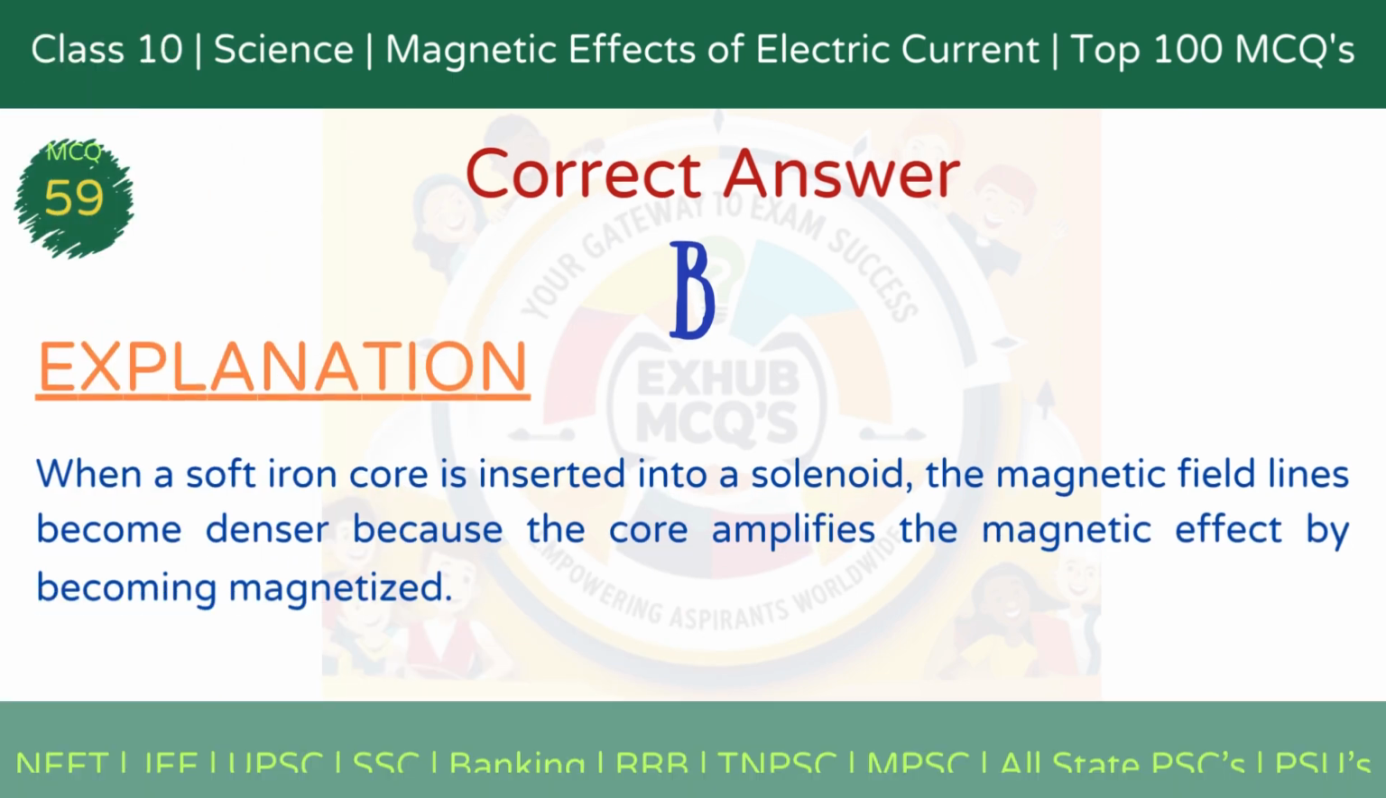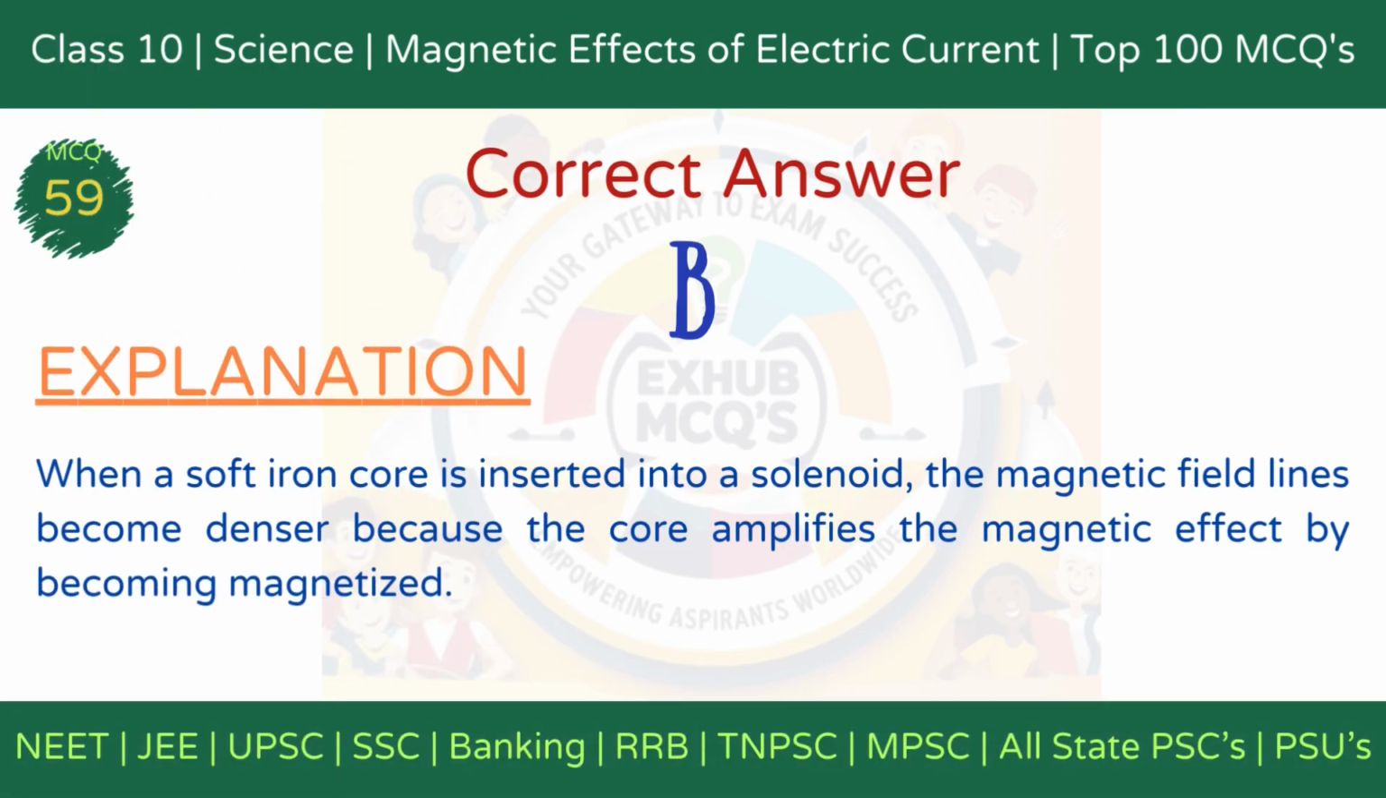The correct answer is option B, they become denser. Explanation. When a soft iron core is inserted into a solenoid, the magnetic field lines become denser because the core amplifies the magnetic effect by becoming magnetized.